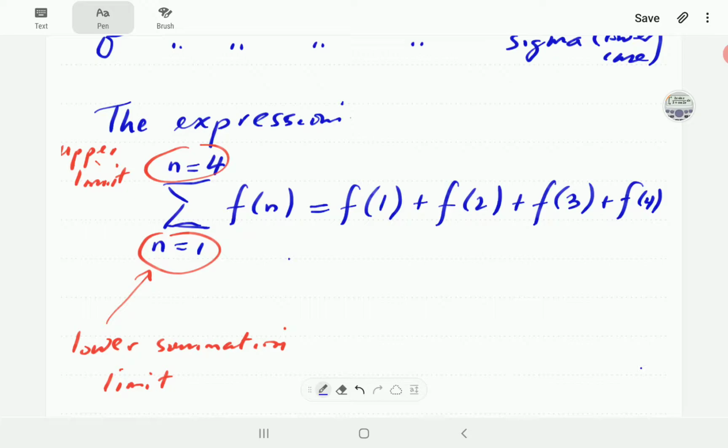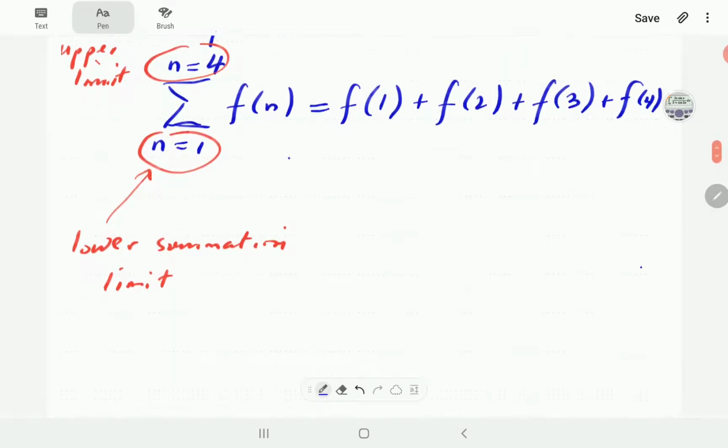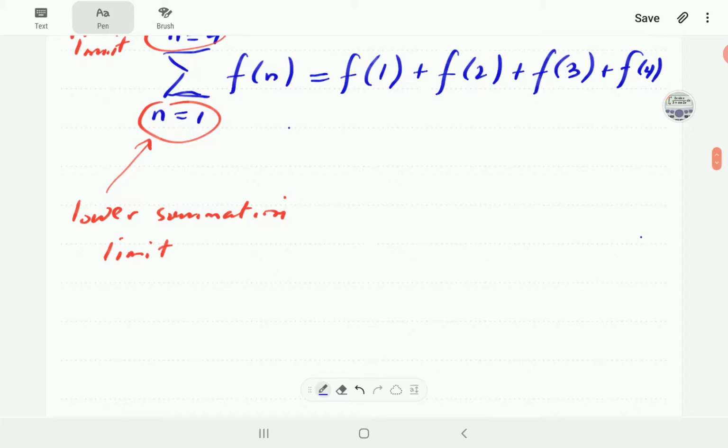Now, notice that this is going to be convenient, especially for large sums. You can imagine if the upper limit was 40, then that means we're going to have 40 of these, but we can still write it in this short form here. So like I said, that sigma notation is a shorthand for summation. Okay, now let's look at some examples.